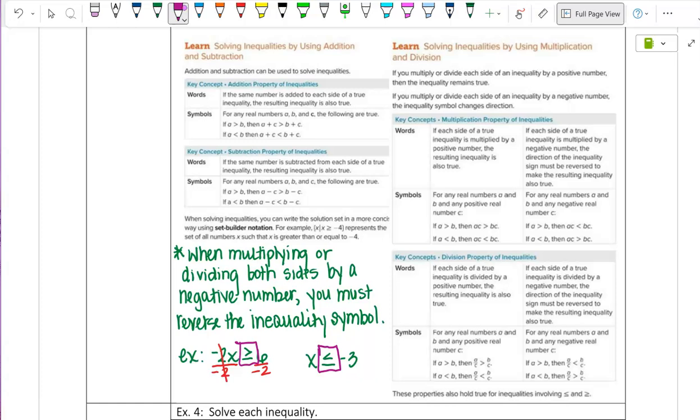Now, it doesn't mean if there's already a negative in the problem, if there's a negative 8 and you're dividing by positive 2, that does not switch it. It only switches if the number you are multiplying by or dividing by is a negative, like in this case right here. Okay, so that is a rule that we need to be aware of.